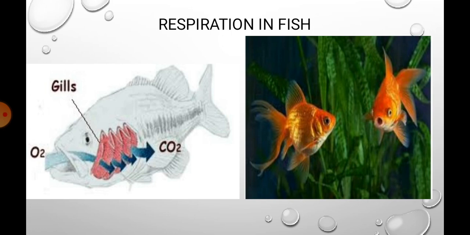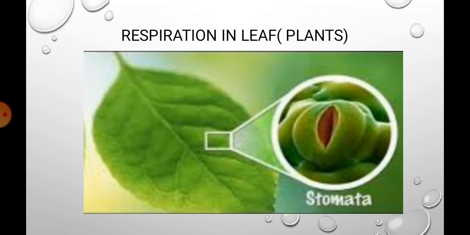Breathing is just the exchange of gases, as we have explained. So, fish breathe through their gills. Fish use gills to absorb oxygen from the water and release carbon dioxide back into the water. Plants breathe through stomata that are on the undersides of the leaves.